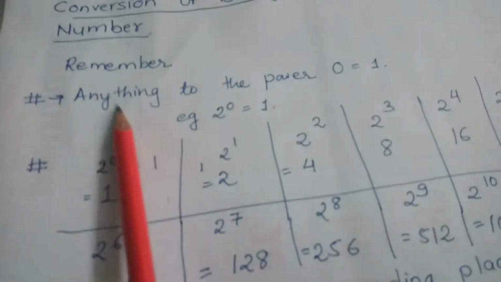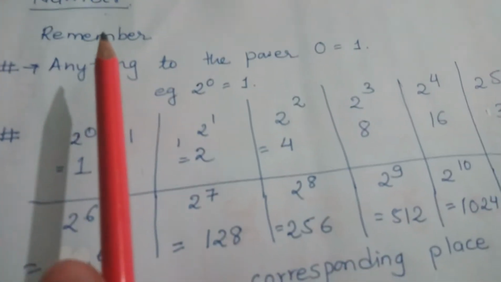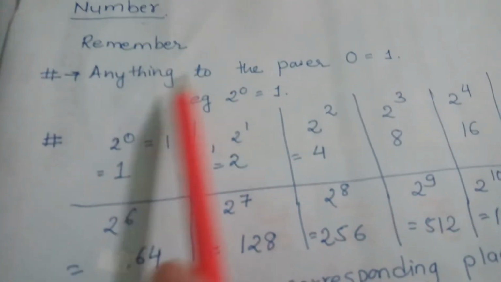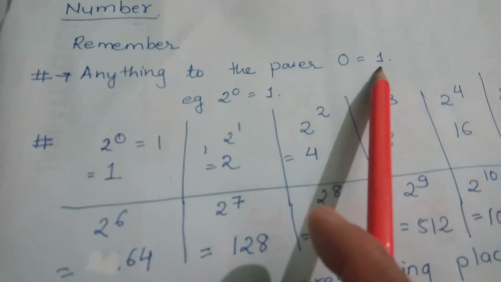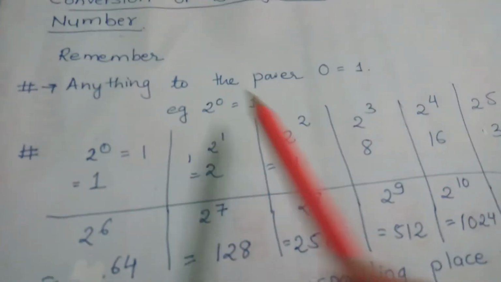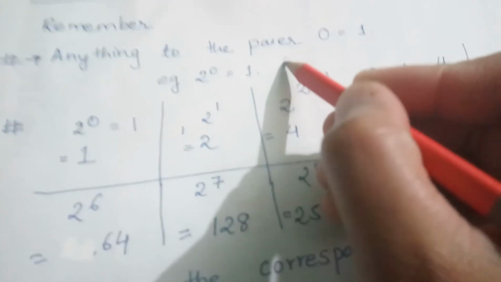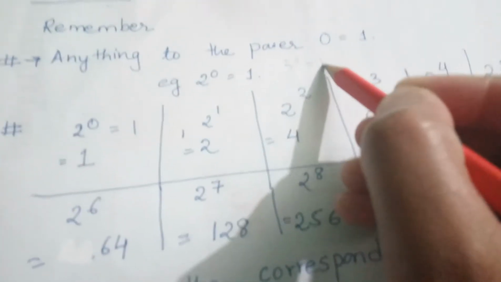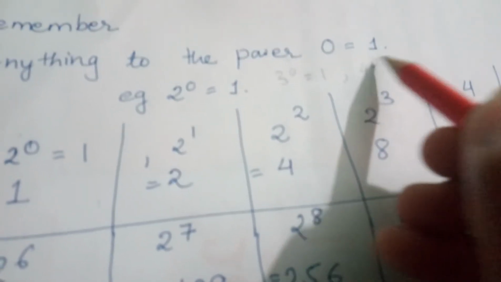So you need to first remember a few things before starting. First, anything to the power of 0 is equal to 1. Suppose 2 to the power of 0 is equal to 1. Similarly, even 3 to the power of 0 is also equal to 1. And even 4 to the power of 0 is also equal to 1.